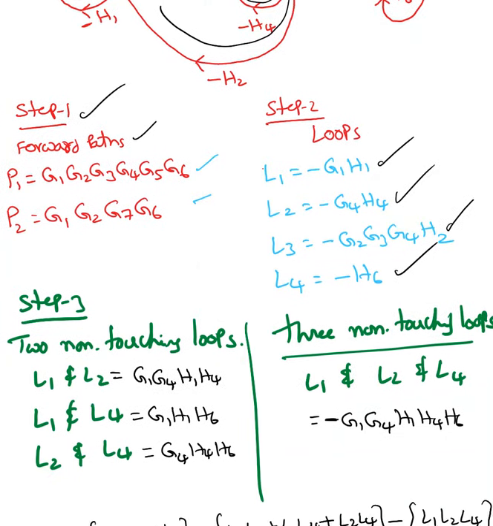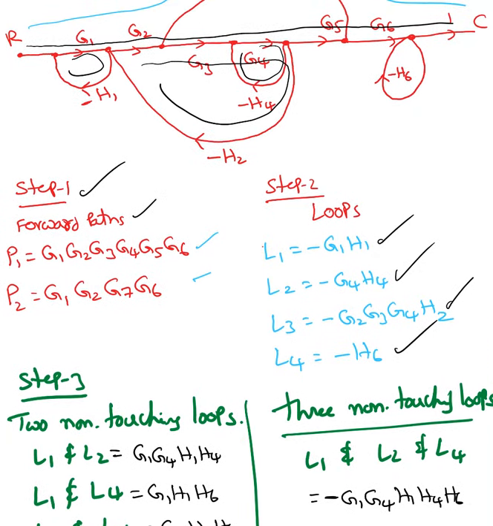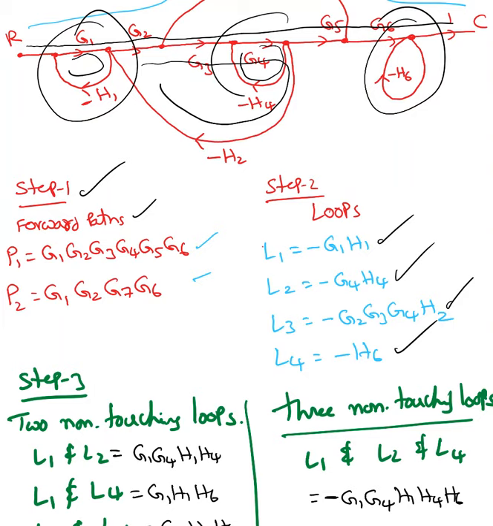Now we will find two non-touching loops. Here I can clearly see L1 and L2. They're not touching at any node, and they're not touching any path. So L1, L2 are non-touching. L1, L4 is also non-touching. L1 is right here, L4 is right here, so they are also not touching. And L2 and L4, they're also not touching.